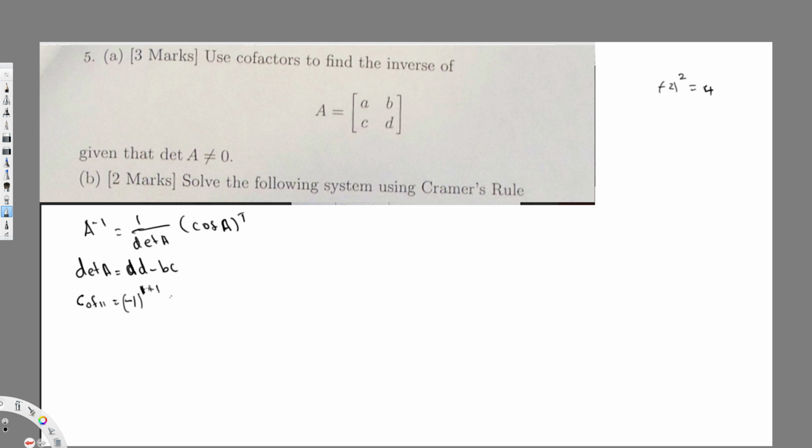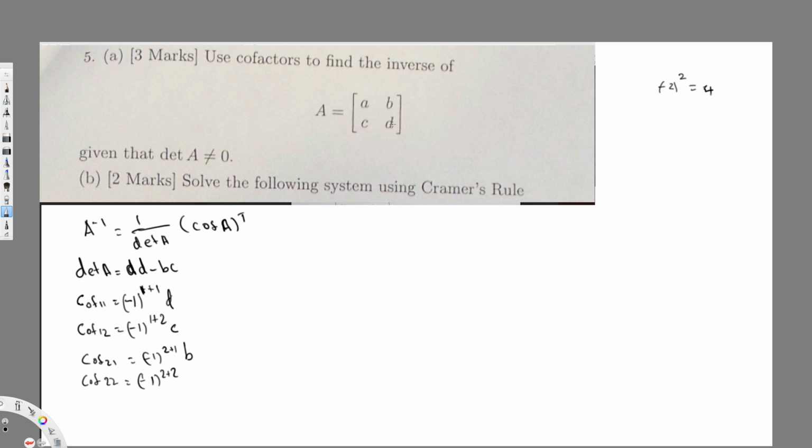So when I take 1 plus 1, it's first row, first column. I have to remove the vertical and horizontal components. The one remaining is D, so I put D. I have to do the same thing for everything. Cofactor 1 2 is negative 1 to the power of 1 plus 2, and if I remove all of this, C is remaining. Then cofactor 2 1 is negative 1 to the power of 2 plus 1, and if I remove the vertical and horizontal, the remaining is B.